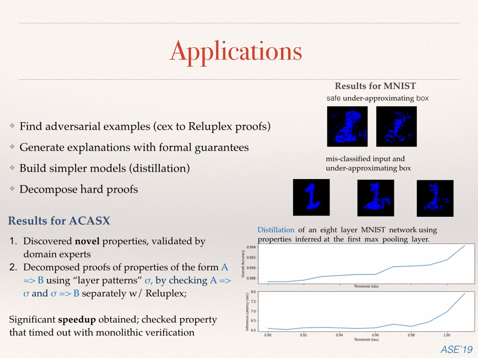We have also used the inferred properties to build simpler models through a form of distillation. So here you can imagine that once you have these inferred properties that are proven or hold with a high probability, you can use them instead of the forward pass of the neural network. And whenever an input comes and satisfies the inferred precondition, we can simply postulate the output without any other computation.